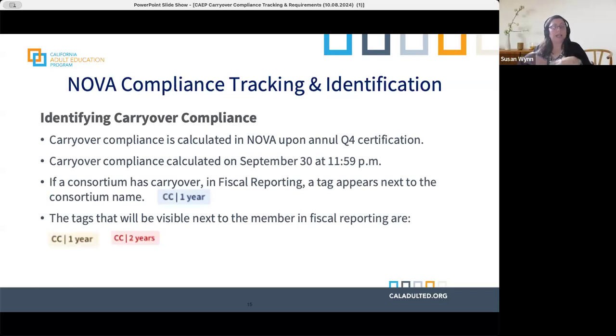Carryover compliance is calculated in NOVA upon Q4 certification, which we know we just had. That was September 30th, 11:59. And you may have noticed some of these have popped up in NOVA now. If a consortium has carryover in the fiscal reporting section of NOVA, a tag appears next to the consortium names, and the tags that will be visible next to the member names are carryover compliance 1 year or carryover compliance 2 years. For consortium, it's always carryover compliance 1 year, because that's assessed on an annual basis, the consortium carryover.